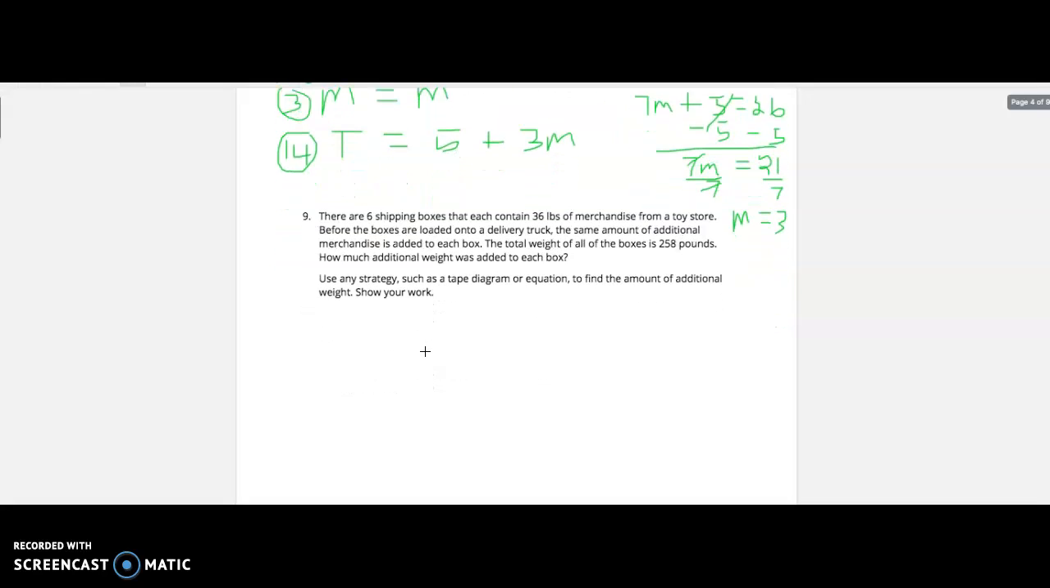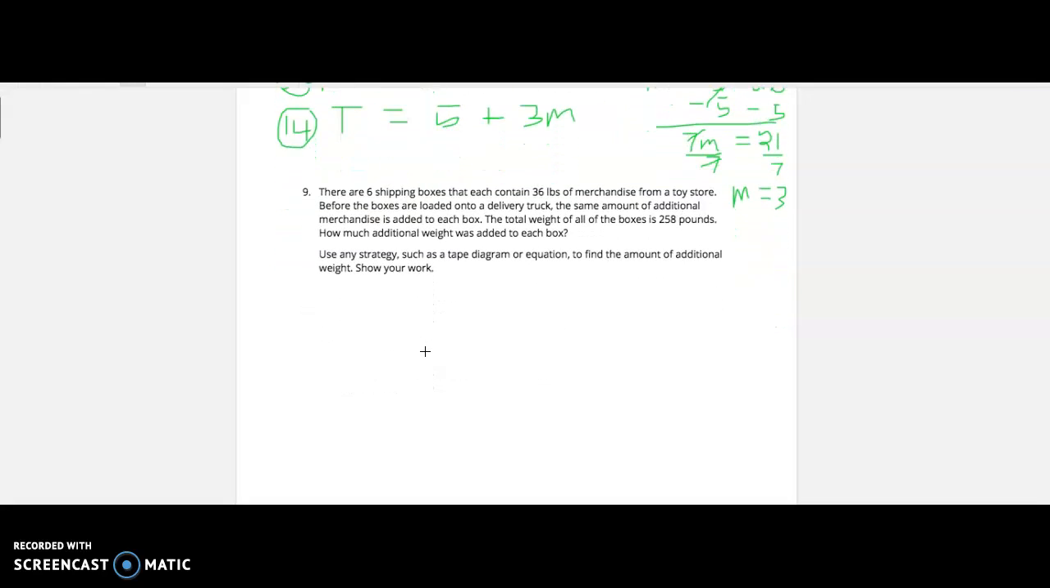All right. Number 9, there are 6 shipping boxes that each contain 36 pounds of merchandise from a toy store. Before the boxes are loaded onto a delivery truck, the same amount of additional merchandise is added to each box. The total weight of all the boxes is 258 pounds. How much additional weight was added to each box? Okay, so if there's 36 pounds in each box, and there were 6 boxes, so 6, 18, that's 216 pounds.